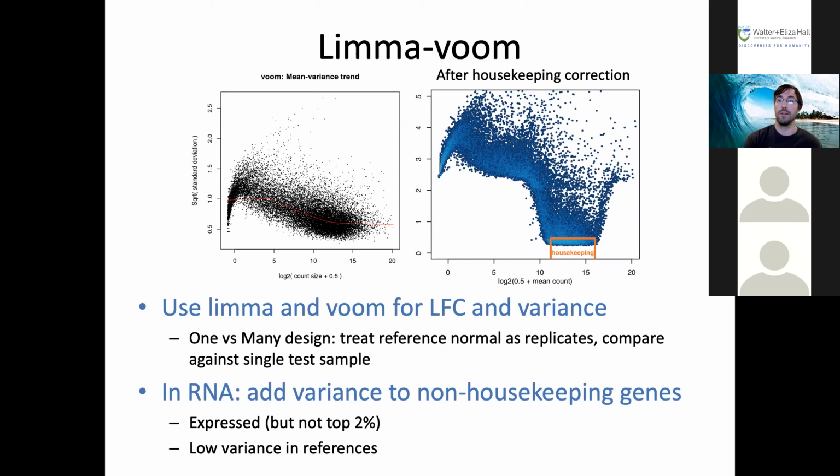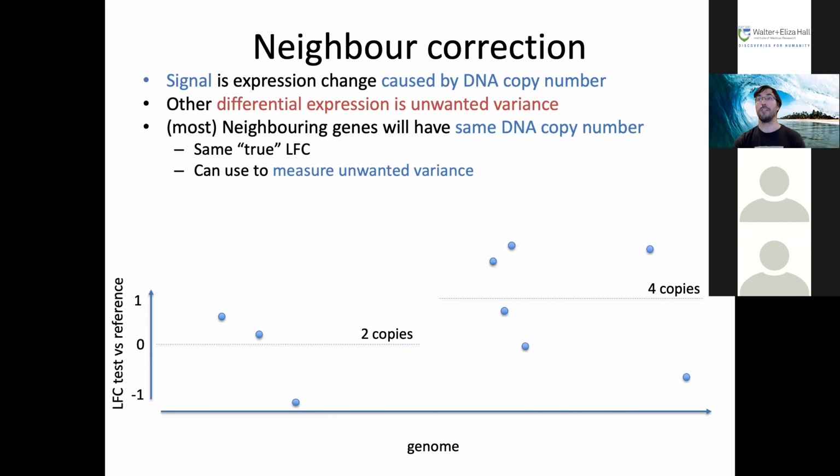differential expression. There is, however, one property of copy number calling that you don't have in normal differential expression. And that is that the signal is the expression change caused by DNA copy number. Differential expression from any other source is unwanted variance. So this is different, right? Normally, when you do a differential expression, you look for differential expression caused by all kinds of things like promoters, transcription factors, and so on. All of that is unwanted variance for us. We're only looking for the change in expression by the DNA copy number.